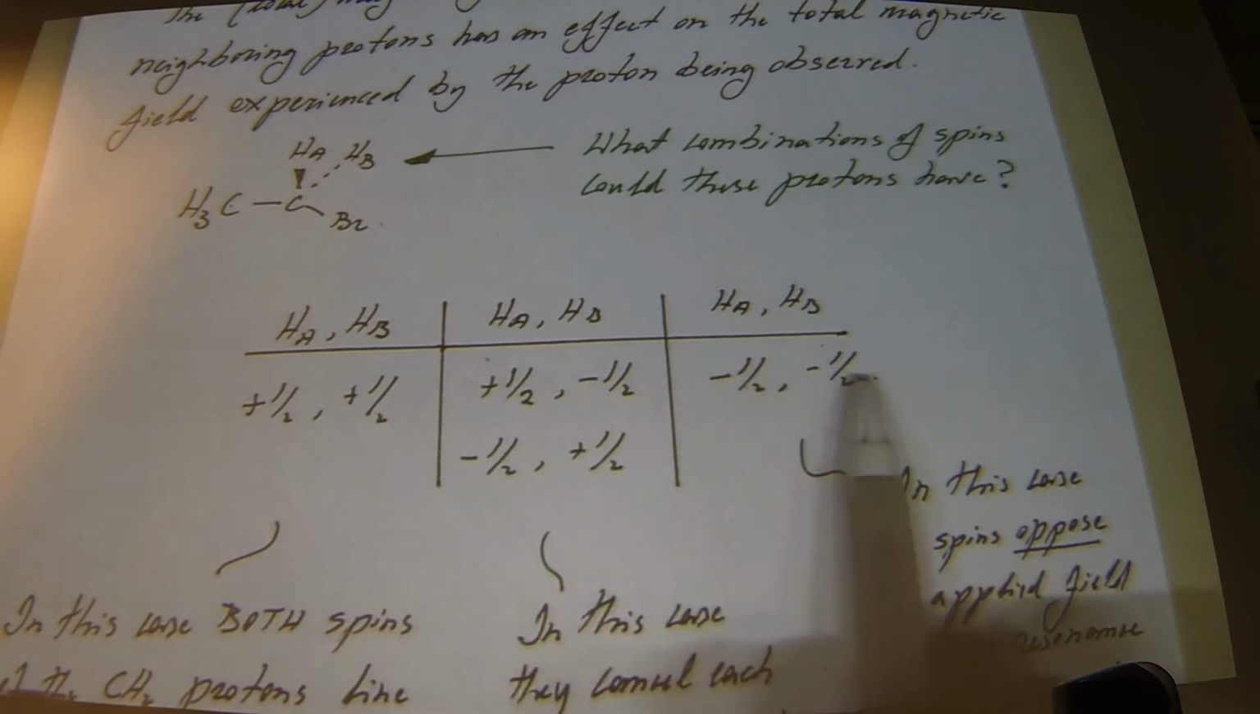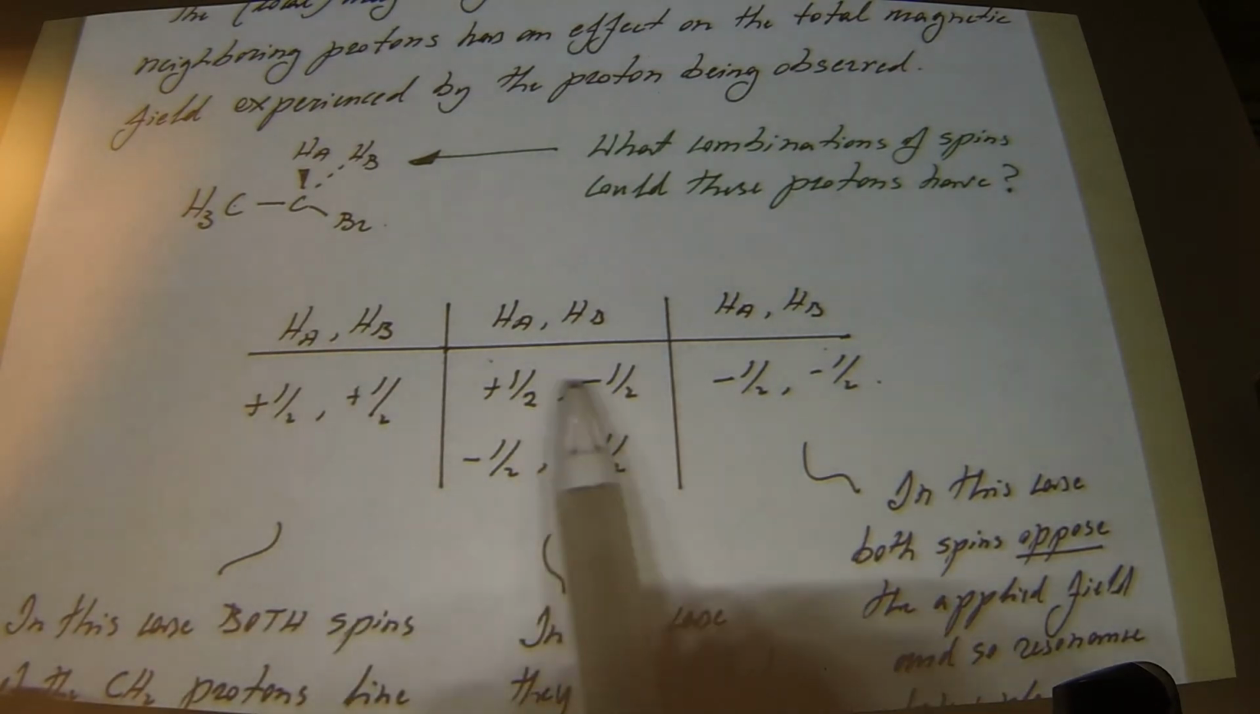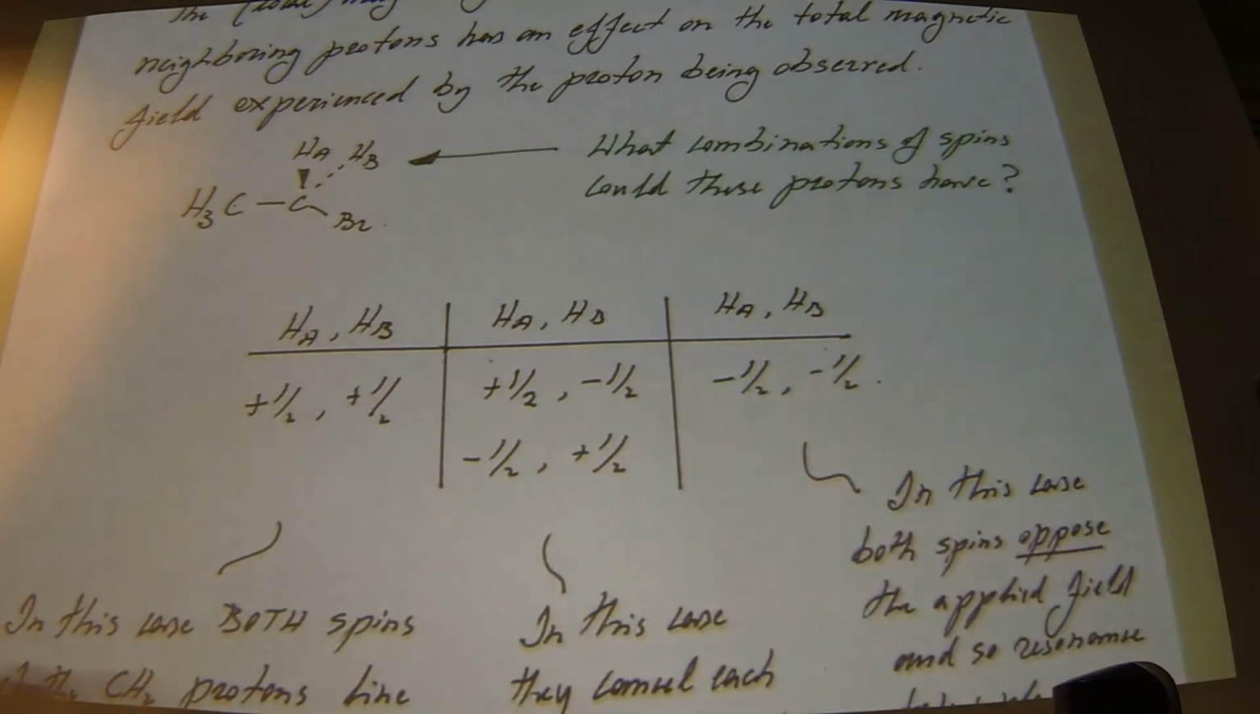The other way to do it, your book I think shows it like so. This I think to me is less convincing. So you look at HA and HB. HA can be plus a spin and plus, or minus and minus, or plus, minus, minus, plus. But either way you look at it, it's 1 to 2 to 1 for the triplet.